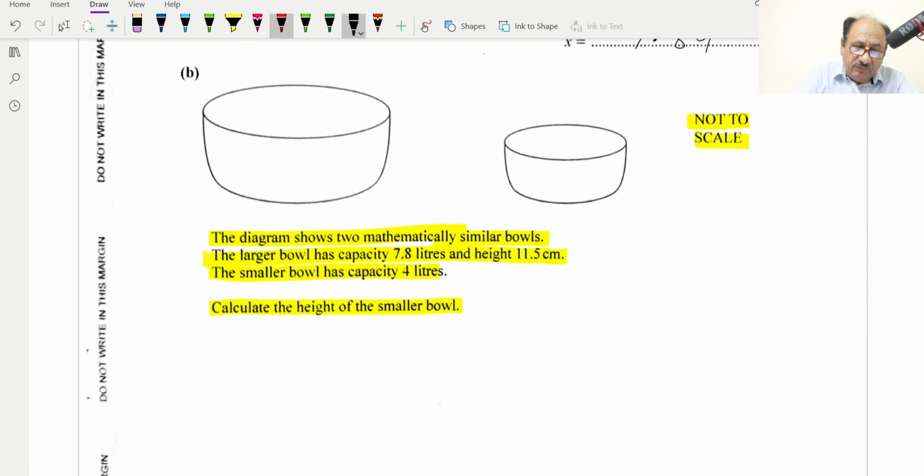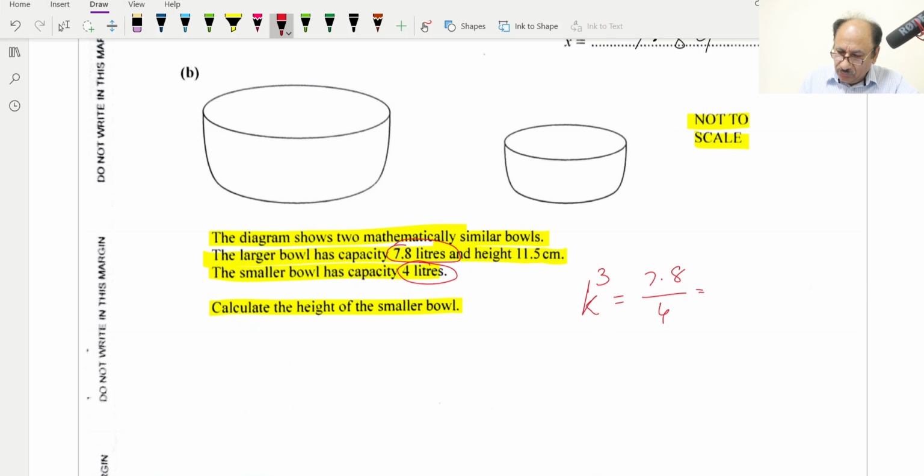So again, we will be checking for the k ratio between the volumes. Volumes are provided, 7.8 and 4. So the bigger one is 7.8. So k cubed. In case of volume, we are not taking k. In case of area, we are taking k squared. In case of volume, we are taking k cubed. So this will be k cubed, which is 7.8 divided by 4 liters.